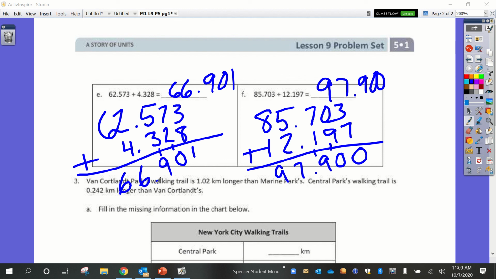Decimal, decimal, decimal. 2 ones plus 4 ones, 6 ones. 6 tens plus 0 tens is 6 tens. So our answer is 66 and 901 thousandths.